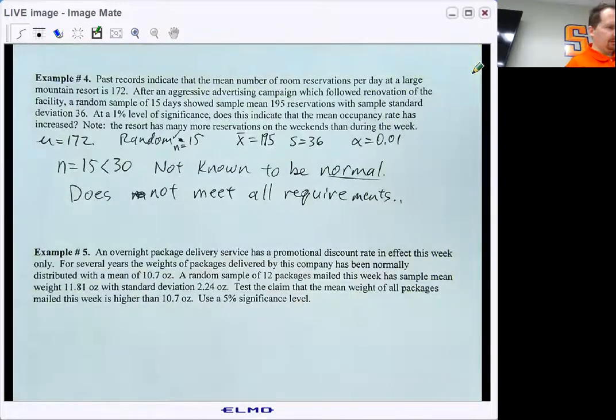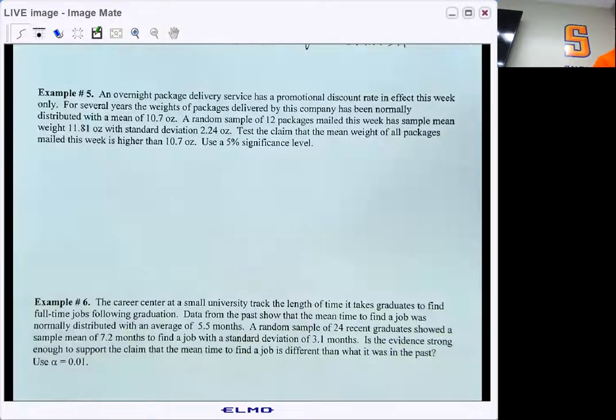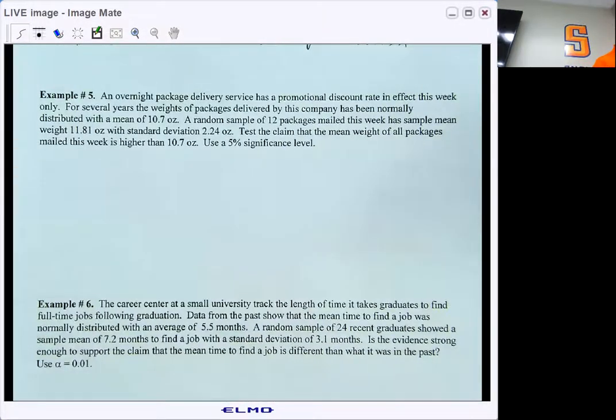Okay. And last thing, we'll just stop there. What I want to do now is have you work on examples 5 and 6, solve these problems, and then snap a picture and upload it for our chapter activity work. Okay. See you in chapter 9.